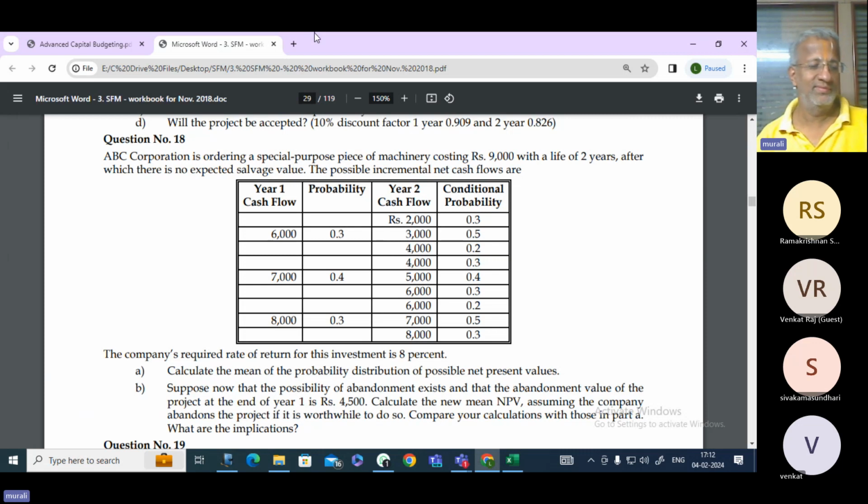Suppose now that the possibility of abandonment exists and that the abandonment value of the project at the end of year one is rupees 4,500. Calculate the new mean NPV, assuming the company abandons the project if it is worthwhile to do so. Compare your calculations with those in part A. What are the implications?